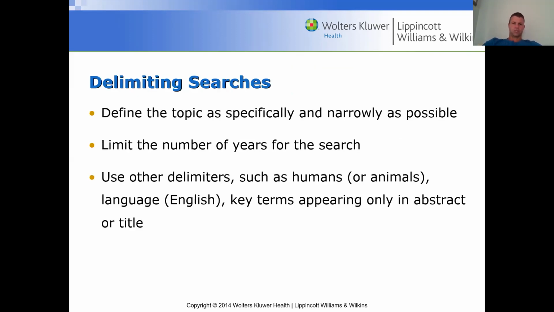All right, so delimiting searches. Define the topic as specifically and narrowly as possible. One of the problems with doing this is that sometimes you don't find much, okay? But sometimes that's good, because if you just write the word protein into a search, whew, all kinds of stuff comes up.